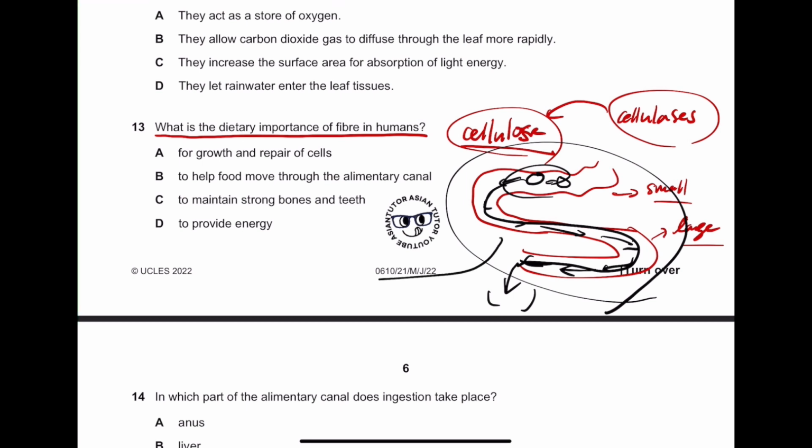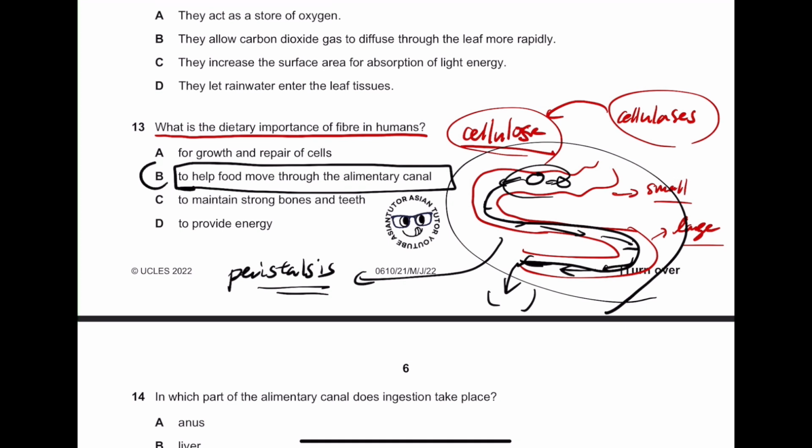This movement of contraction and relaxation that causes the food molecules to move is called peristalsis. Okay, peristalsis. And that helps food move through the alimentary canal. And this happens because of the fiber.